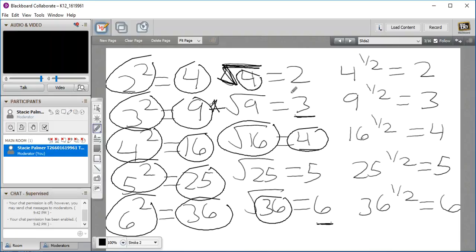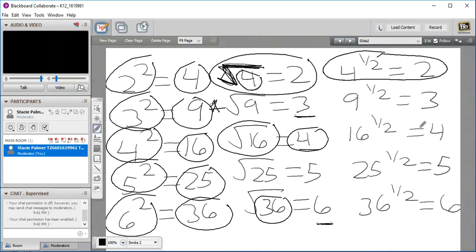Now, one way to write the square root is to use a radical sign. We can also use a rational exponent to show the same thing. So the square root of 4 equals 2 is the same thing as raising 4 to the power of 1/2. So that also equals 2.